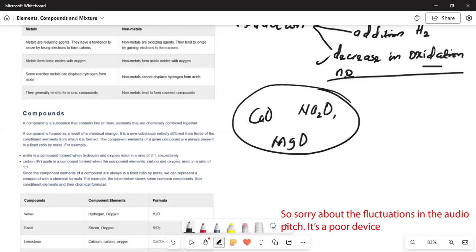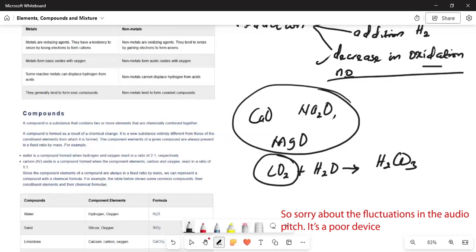Acidic because when they dissolve in water, they can produce acid. An example is carbon dioxide. When carbon dioxide dissolves in water, it forms carbonic acid. So because of that, we call it an acidic oxide. So metals form what? Basic oxide, while non-metals form acidic oxide.